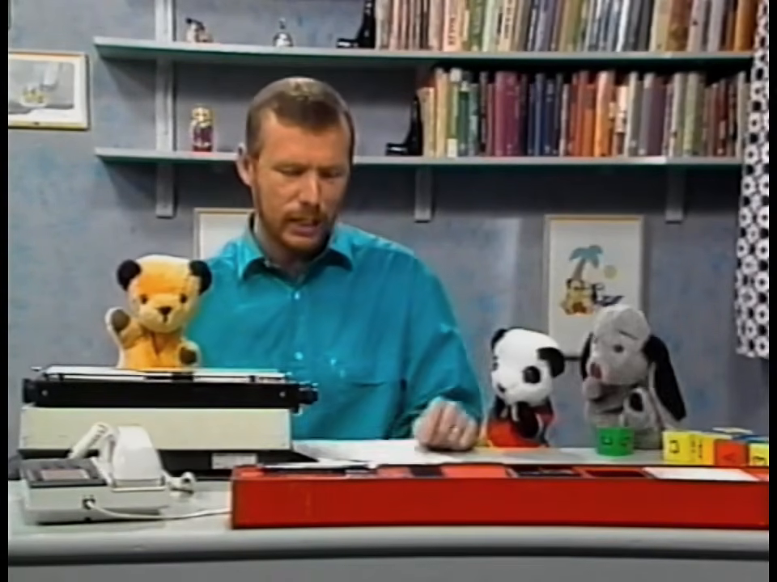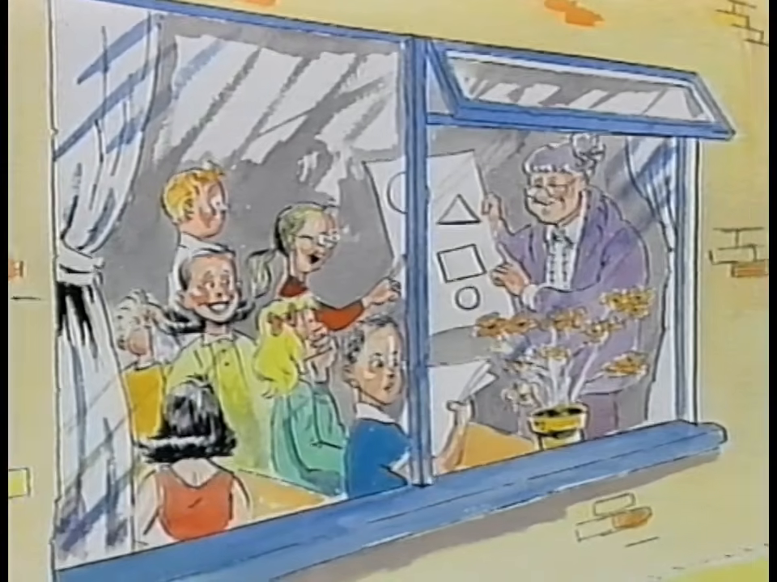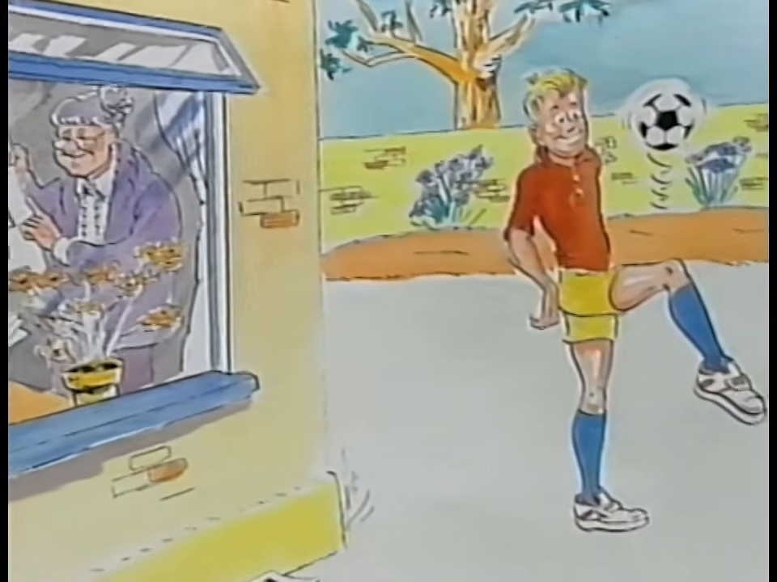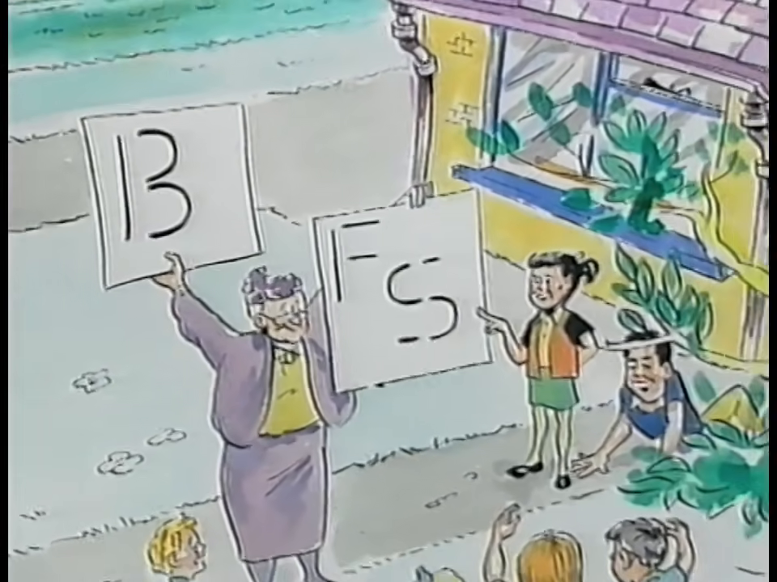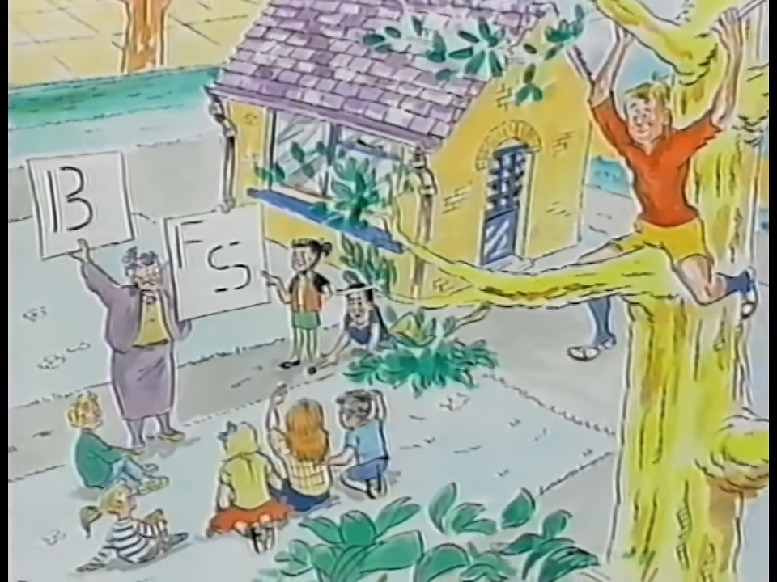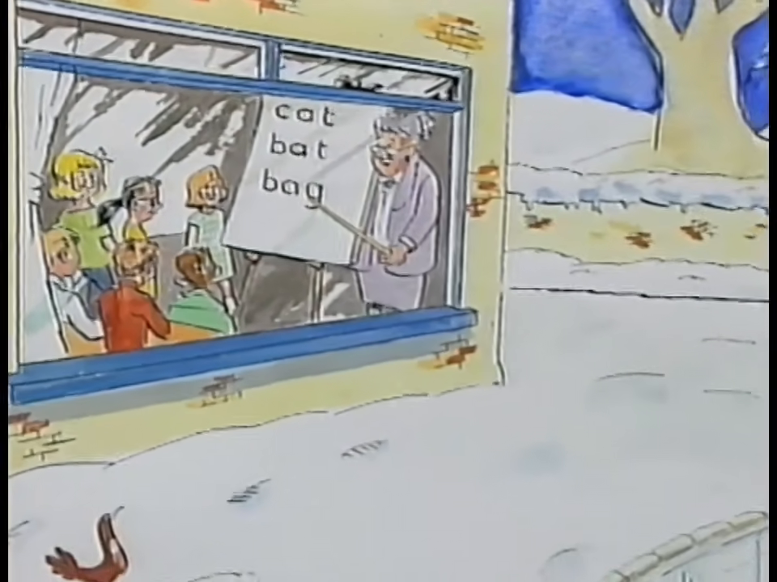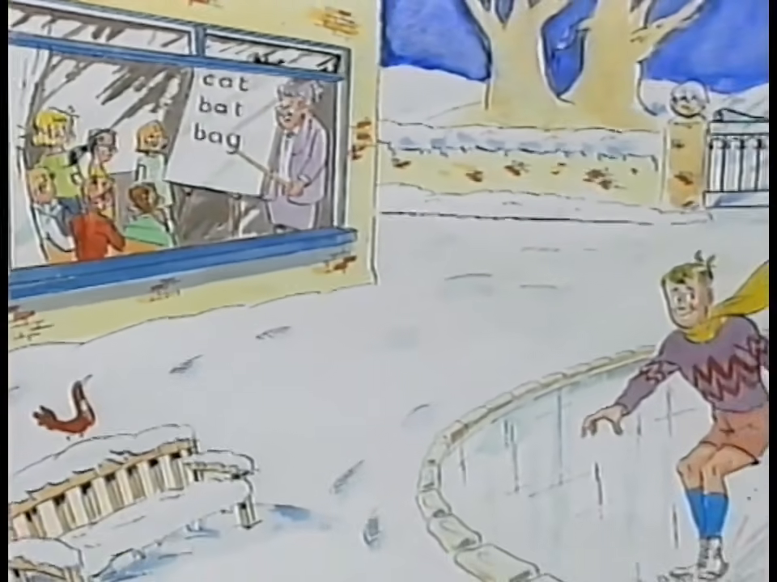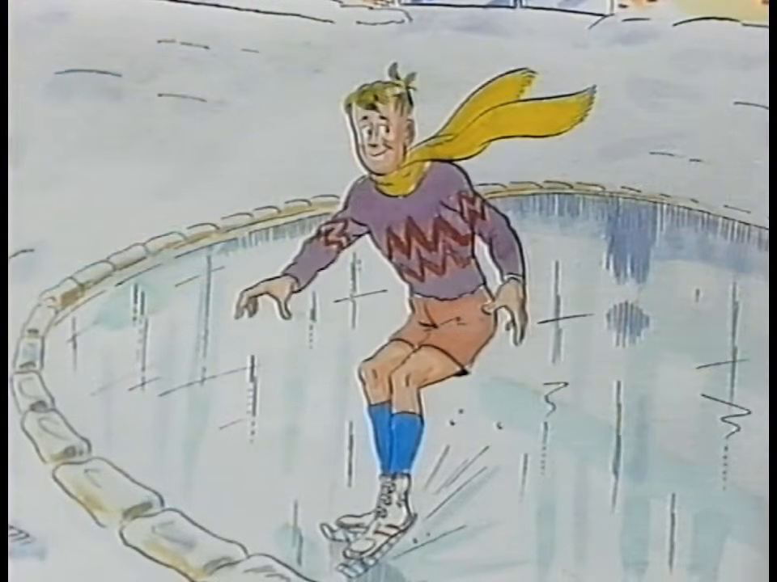This was the way things had always been with Ronnie. Whilst his friends were learning to recognise shapes, Ronnie was busy kicking a football. Whilst his mates were busy learning about straight lines and curved lines, Ronnie was climbing trees. And whilst his friends were learning how to join sounds together to make words, Ronnie was skating on the ice. Ronnie Reed didn't want to read. He was quite happy the way he was.